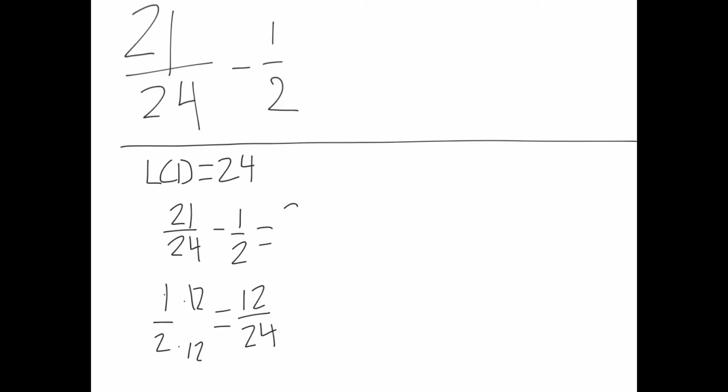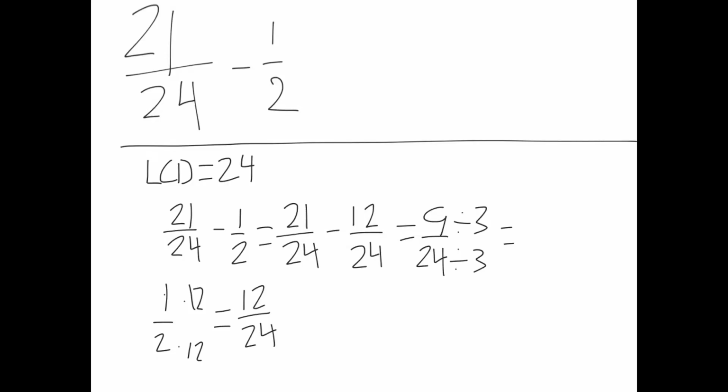And then I would get 21 over 24 minus 12 over 24 equals 9 over 24. And then I would simplify it, and my answer would be 3/8.